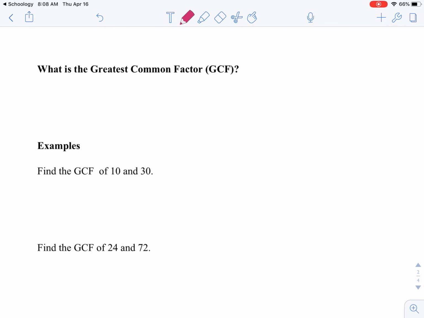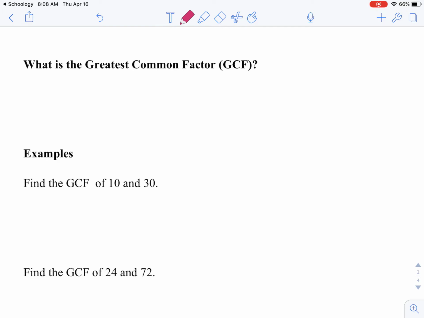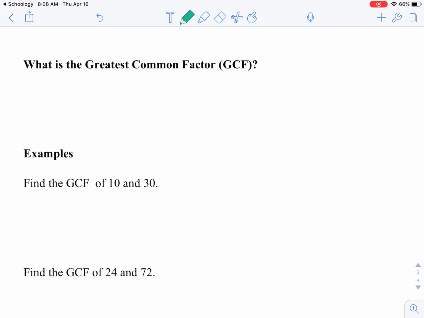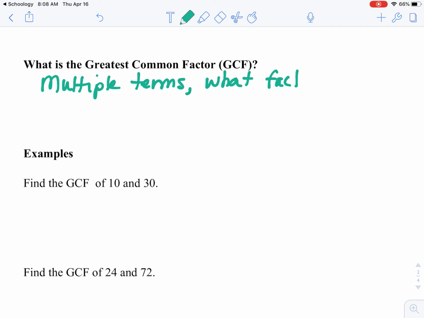So next concept is, what is the greatest common factor? Greatest common factor is when we have multiple terms, it is what factors they all have in common. And it would be the largest number that they have in common. And we often will see greatest common factor abbreviated as GCF.